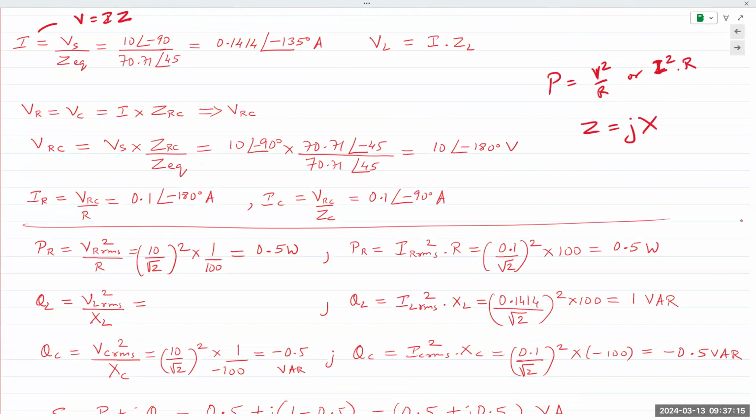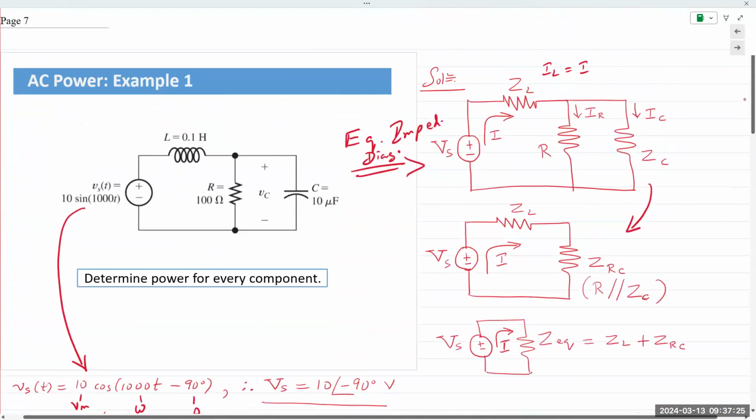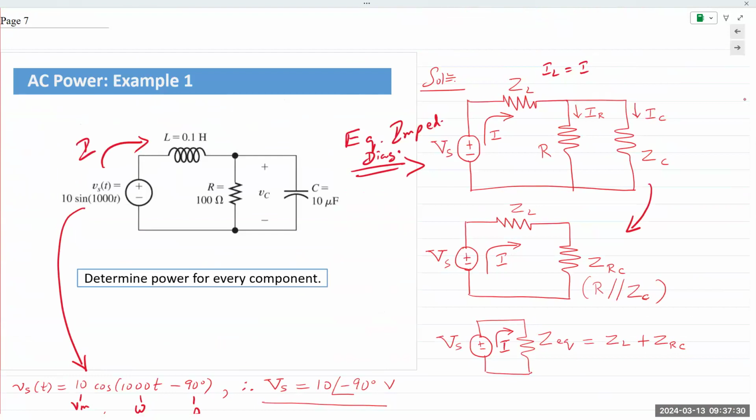For the resistor, we haven't yet found the voltage or the current. For the inductor, the current is the same as the source. So if we found the I for the source, that's the same for the inductor. So for the inductor, we do not need to find the voltage. Makes sense, right? We can simply use the I squared times X equation.